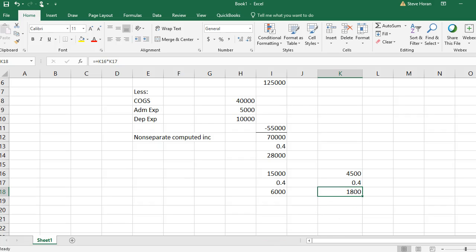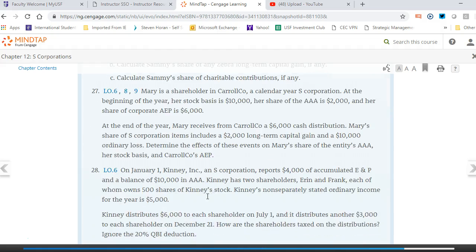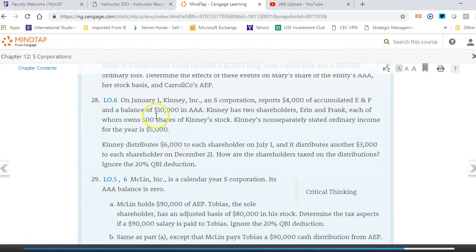Okay, then take a look at question 28. I'm skipping 27. It says here that January 1, Kinney Inc., an S corp, reports 4,000 in accumulated E&P and a balance of 10,000 in AAA. Kinney has two shareholders, Aaron and Frank, each of whom owns 500 shares of Kinney stock. Kinney's non-separately stated income, ordinary income for the year, is 5,000. Kinney distributes 6,000 to each shareholder on July 1. It distributes another 3,000 to each on December 21. How are they taxed? And ignore the QBI deduction.